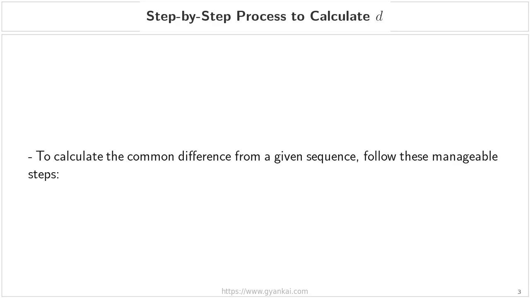First, identify two consecutive terms. This simply means picking any two numbers that are sitting side by side in the sequence. While you can pick any pair, I recommend starting with the first term, which we call a 1, and the second term, which we call a 2, as these are usually the easiest to work with.